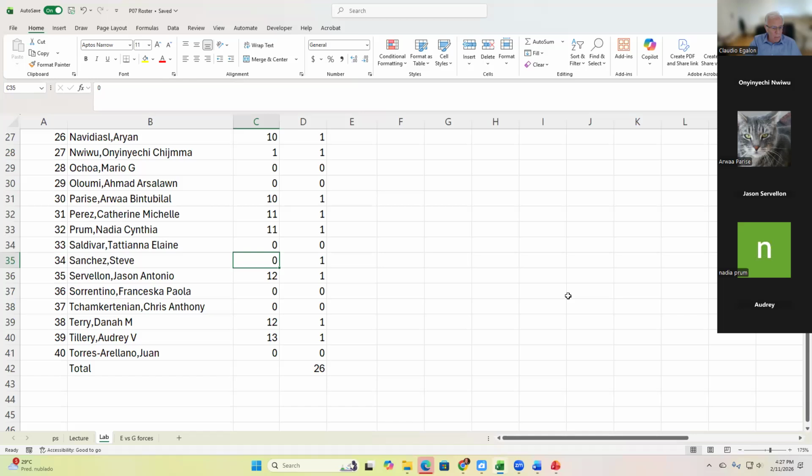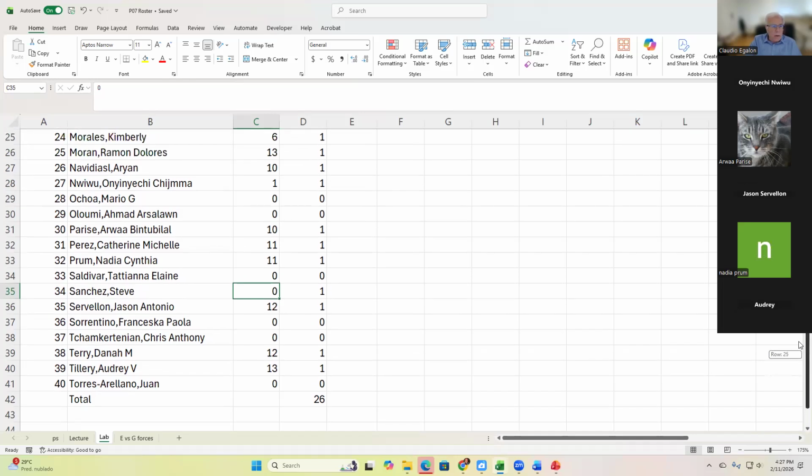Let's see. I think. Okay, let me put you for now in group number 14, and I'll find someone. If I find someone to team up with you, I will let you know.